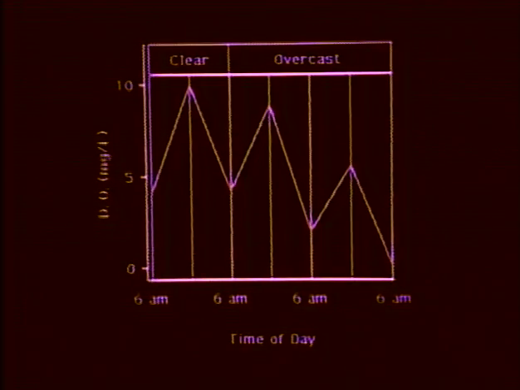Cloudy weather will also result in decreased oxygen concentrations due to reduced photosynthesis by phytoplankton. As shown in the graph, as cloudy weather persists for several days, dissolved oxygen concentrations decrease.